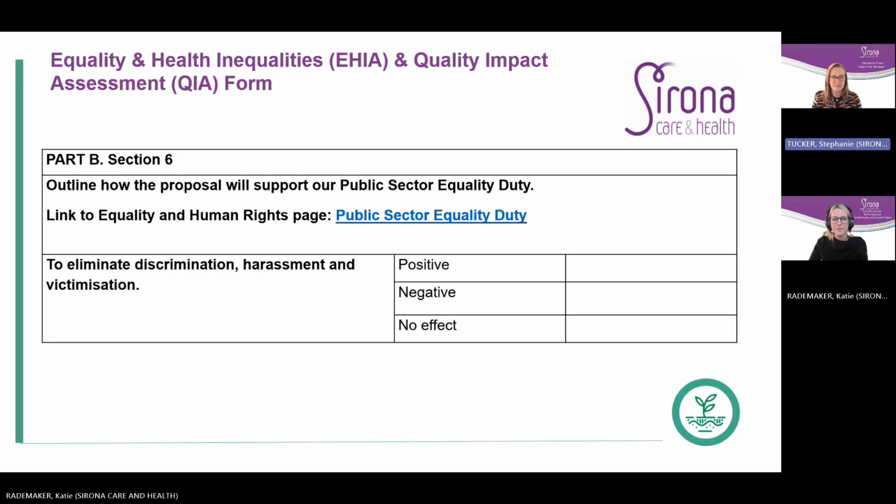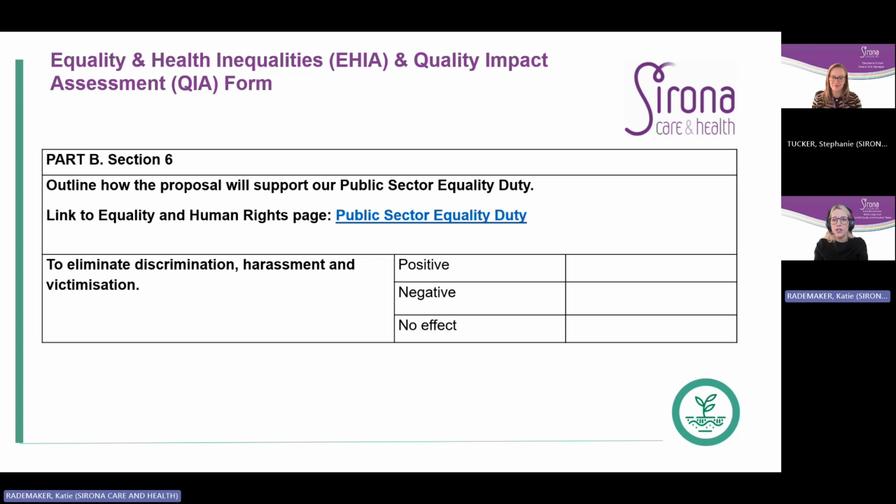Let's have a look at Part B, Section 6. This is where you outline how the proposal will support our public sector equality duty. Our public duty has 3 aims: to eliminate discrimination, harassment and victimisation, to address equality of opportunity between people who share a protected characteristic and those who do not, to foster good relations between people who share a protected characteristic and those who do not.